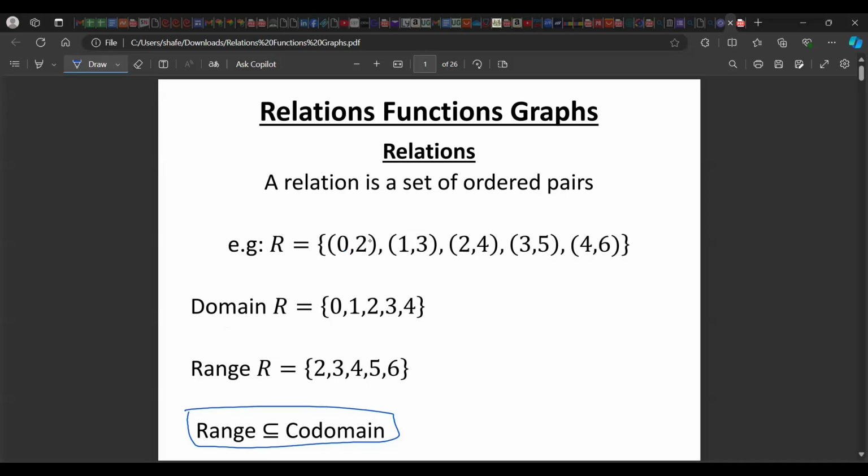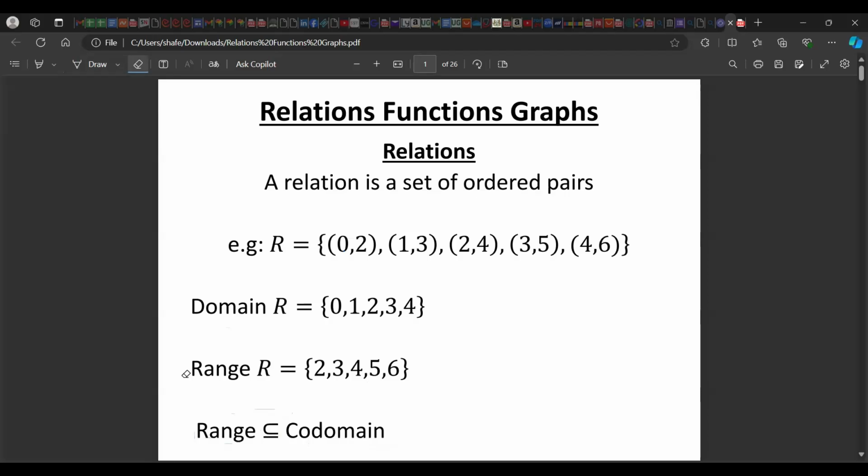And what happens very often, the range is usually the same as the codomain, or it could be contained in, and that's what the symbol means. The range is a subset of the codomain, or you can say the range is contained in the codomain, right? So the two can be equal, or the range can be a part of the codomain. And the codomain is like a broader set from which the range is taken.